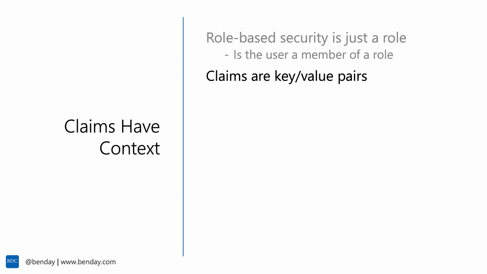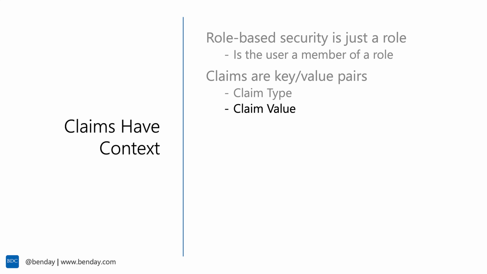Well, claims have a little bit more to them. They're key value pairs. So you get the claim type, what is the type of claim, and then what is the value of that claim. So role-based security is one thing, the role. Claims-based security is two things, claim type, claim value.